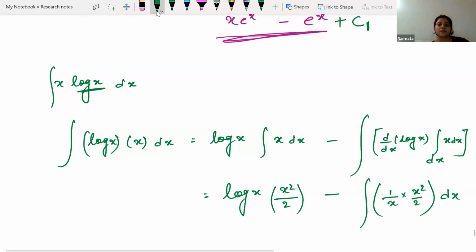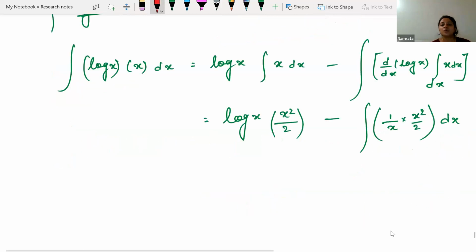Yes, ma'am. And that's how this x and one of the x from here will cancel out each other. And that's why I told you to take logarithm of x as a first function, so that after doing derivative it will be 1 by x. Okay, and it will simplify something. You can see it is simplifying, which is making the other integration very easy. That is x by 2 only we got here.